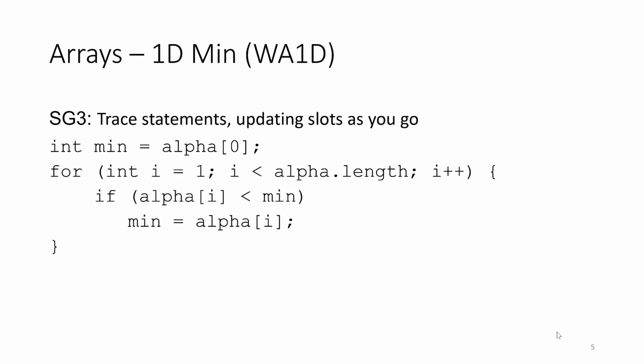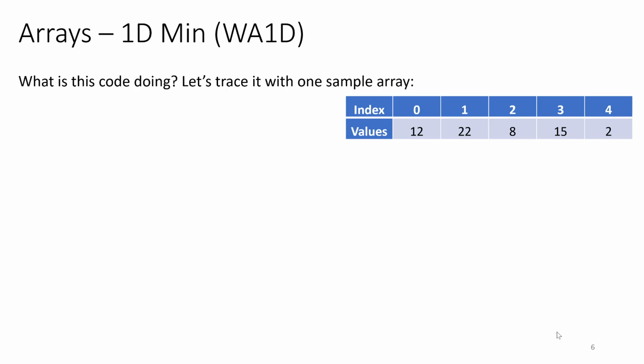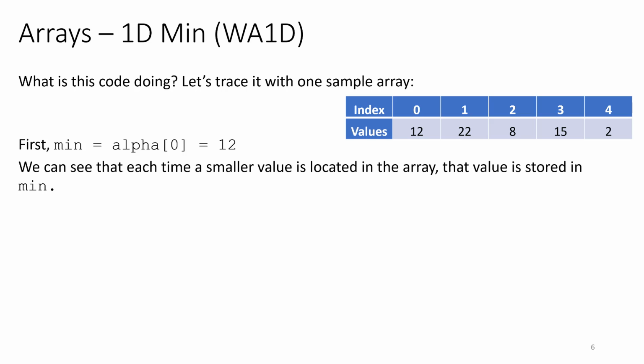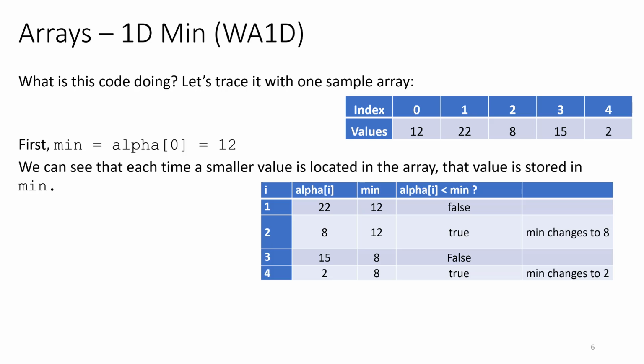Subgoal 3 is to trace the statements, updating the array slots as you go. For this, let's look at an array sample. First, min will take on the value of alpha sub 0, which is 12. We can see that each time a smaller value is located in the array, that value is then going to be stored in min.